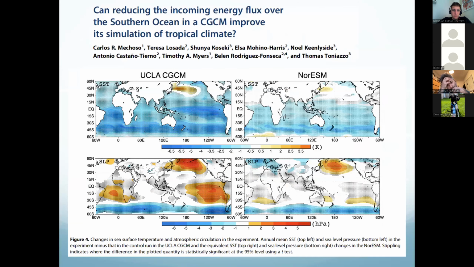So the first thing that I can remember that stimulated me in this direction was this paper by Machoso et al., I think in 2016, where they were thinking about the double ITCZ bias, and maybe we could get rid of that by getting a proper amount of shortwave cloud reflection over the Southern Ocean. So they just cooled the SSTs, or they reduced the absorbed solar radiation over a band of the Southern Ocean.